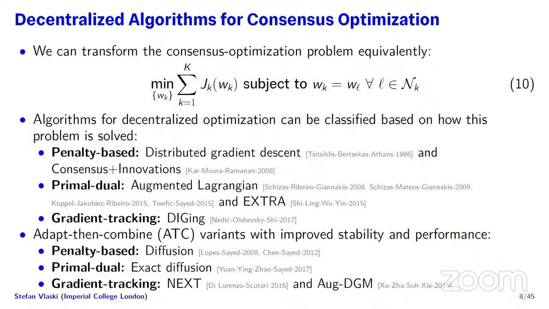Okay, and then another broad distinction that you can make is between the classical algorithms and their adapt-then-combine or incremental variants. For example, the diffusion algorithm, you can think of it as the counterpart of distributed gradient descent, where you're doing something incrementally. Okay, so most of the algorithms that you find in the literature today, at least for first order optimization, you can interpret as falling into one of these categories.